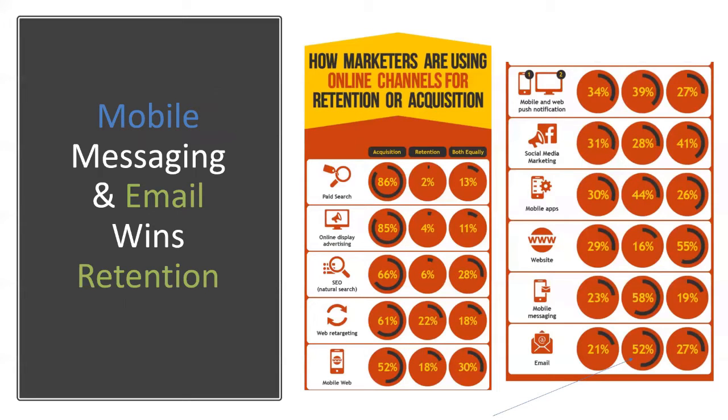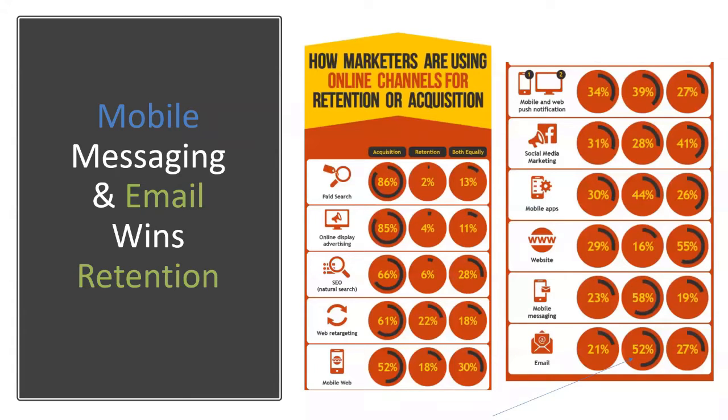So let's talk about retention. Mobile messaging and email win the retention game. Email, as you look at the little blue arrow, is 52% as an online channel being used for retention. Mobile messaging, 58%. Okay. Those are the highest forms that marketers are using today to retain their existing customers. Paid search and online display advertising, which Facebook ads is part of, is 85% of acquisition. Okay. So email really falls in the retention space more than anything.